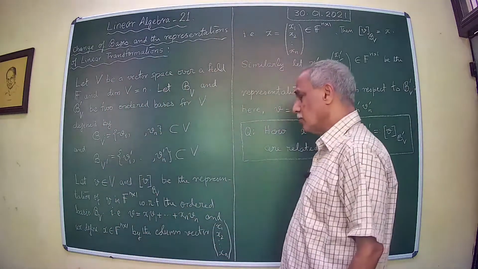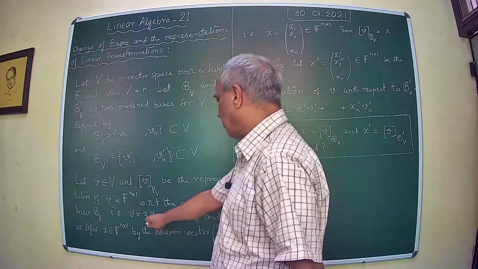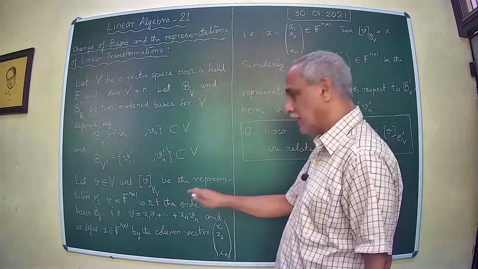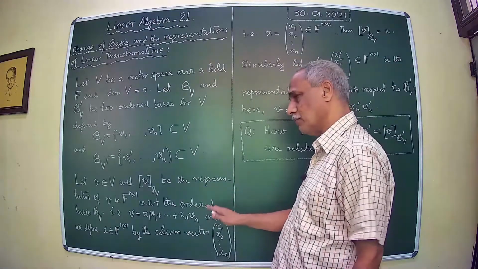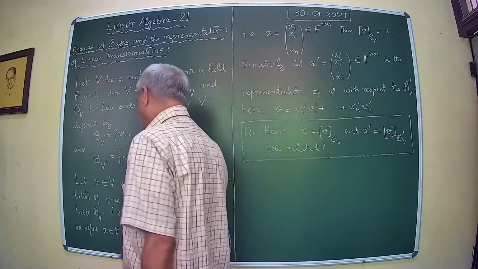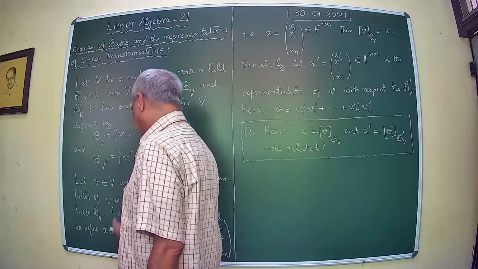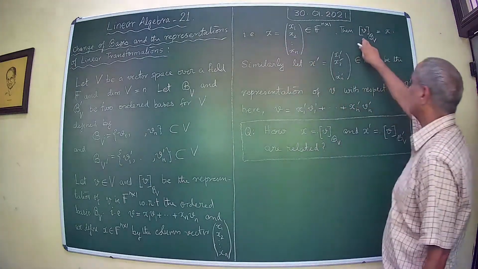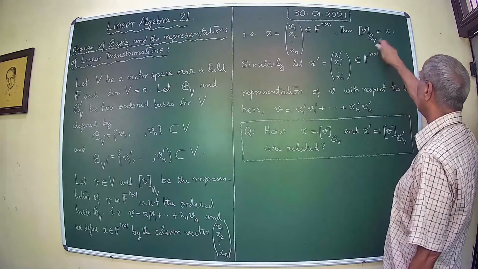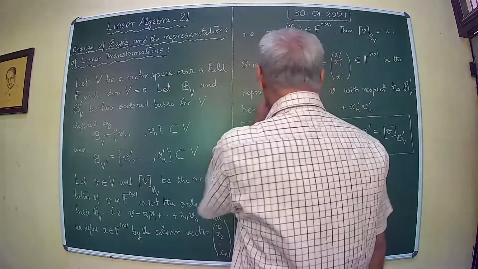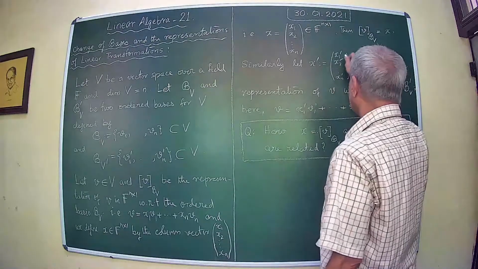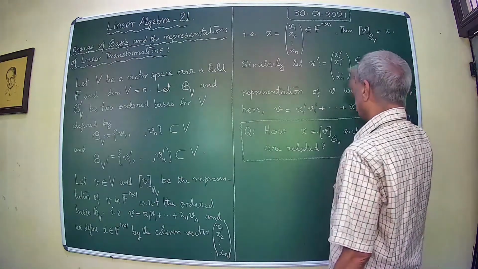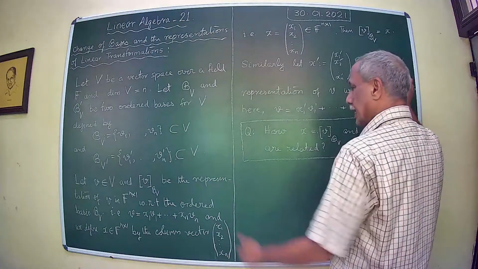And it comes like this: v has a unique representation in the form x1 v1 plus x2 v2 plus etc. xn vn, and x1, x2, etc. xn are uniquely determined because v1, v2, etc. vn is a basis. And then we define x in F^(n×1) by the column vector x1, x2, etc. xn, and therefore the representation of v with respect to the ordered basis B is taken as x. Similarly, x prime is defined by x1 prime, x2 prime, etc. xn prime belonging to F^(n×1), the representation of v with respect to the second ordered basis B prime.